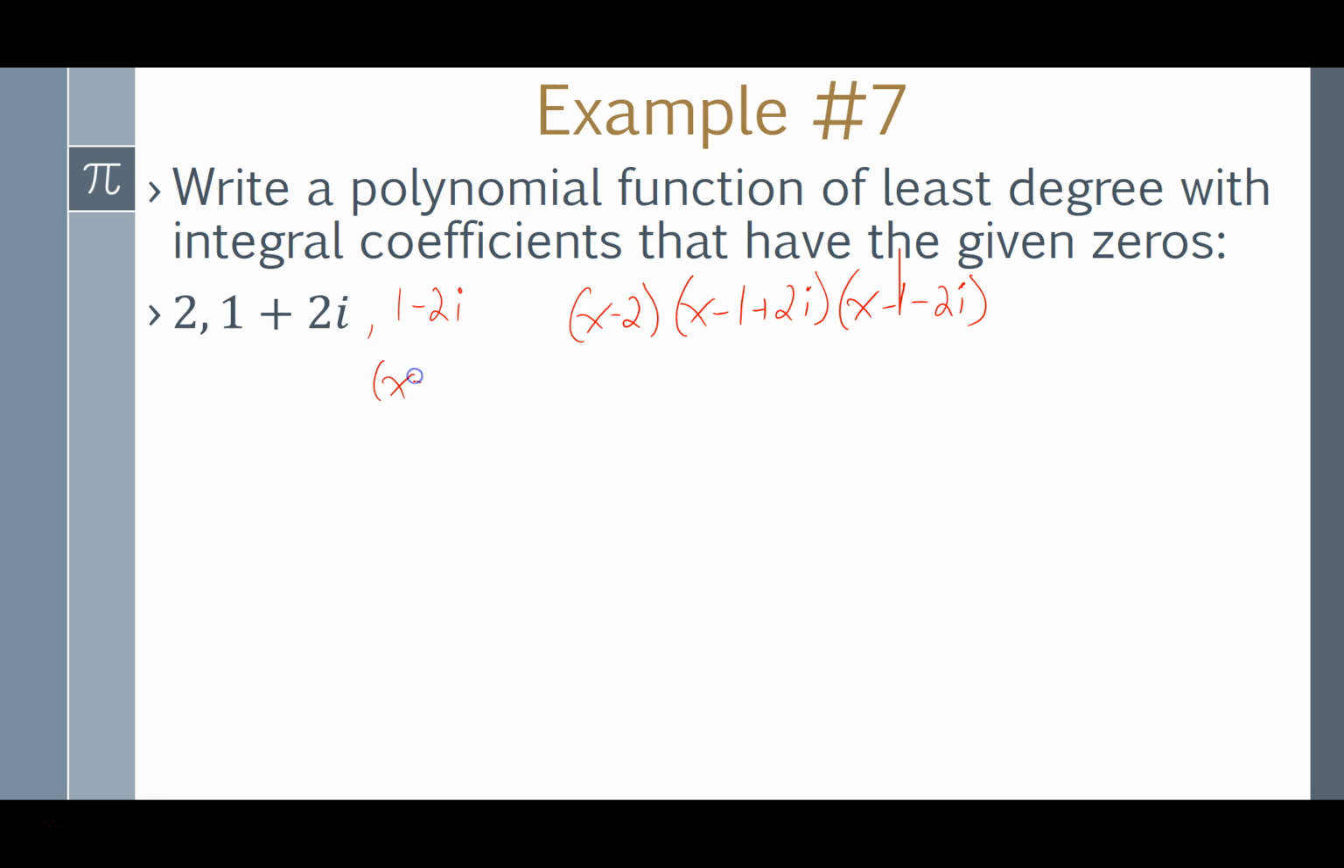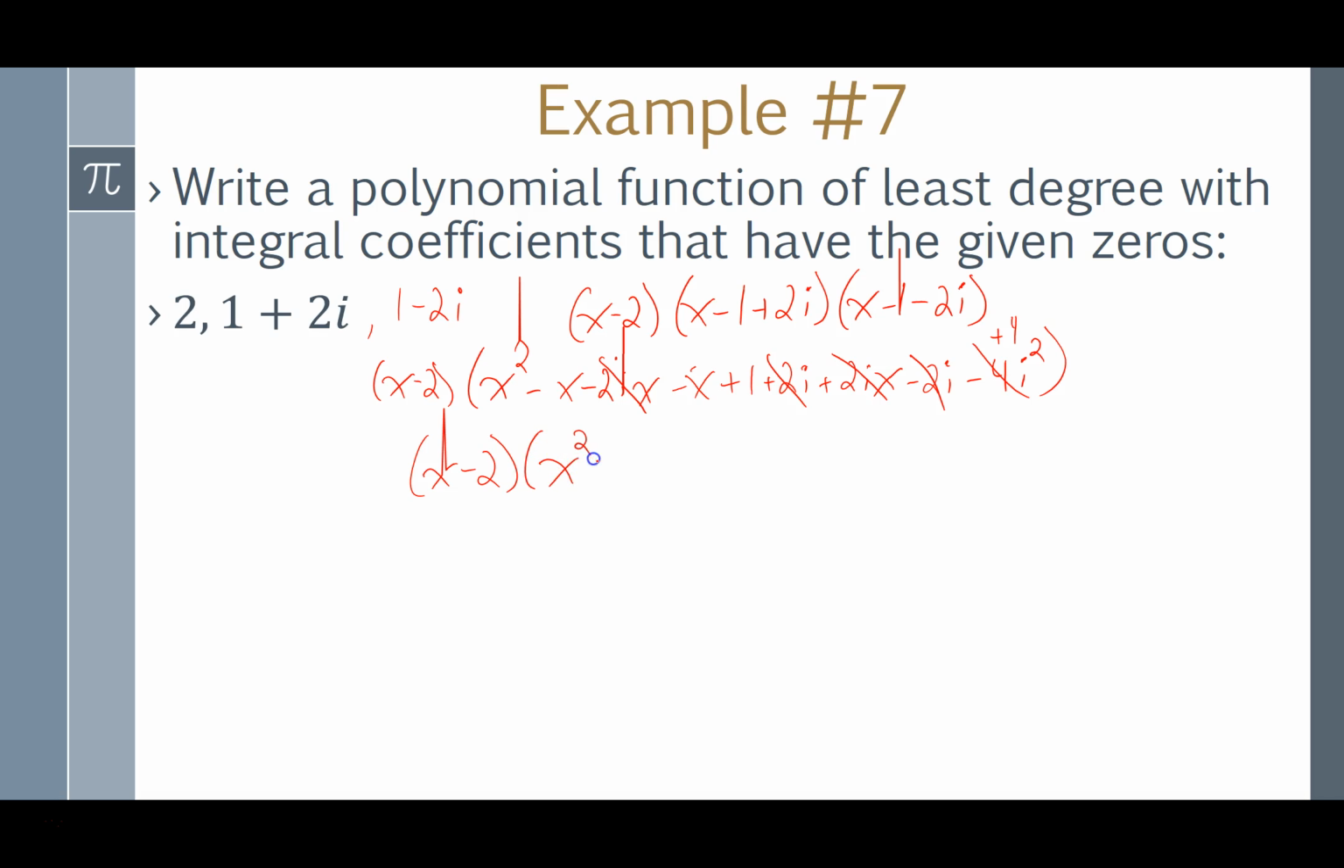So when we FOIL the i expressions, we're going to get x squared minus x minus 2ix minus x plus 1 plus 2i plus 2ix minus 2i minus 4i squared. Notice 2ix and 2ix, they cancel. 2i and negative 2i, they cancel. Negative 4i squared becomes a positive 4. So we can get the quadratic x minus 2 times x squared minus 2x plus 5. Nice quadratic, no more imaginary solutions.